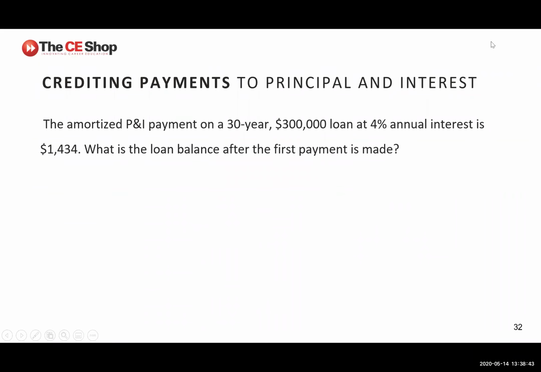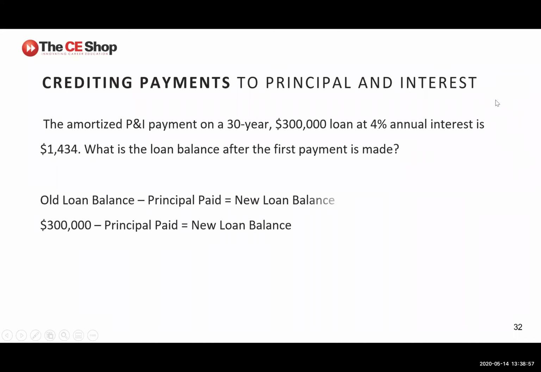Crediting payments to principal and interest. Amortized payment on a 30-year loan at 4% annual interest is $1,434. What is the loan balance after the first payment is made? You look at the old loan balance, subtract the principal paid to get your new loan balance. Or you're starting at $300,000 minus your principal paid to come up with your new loan balance.